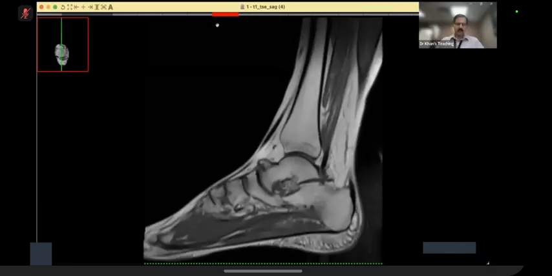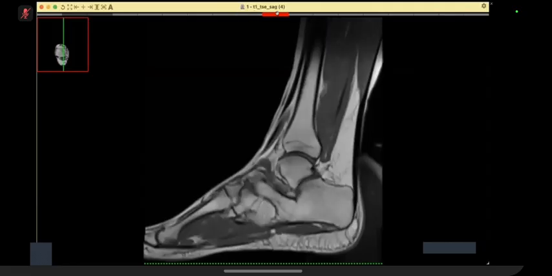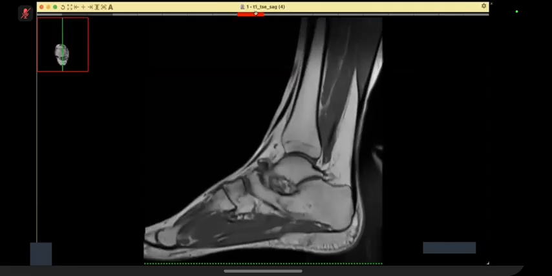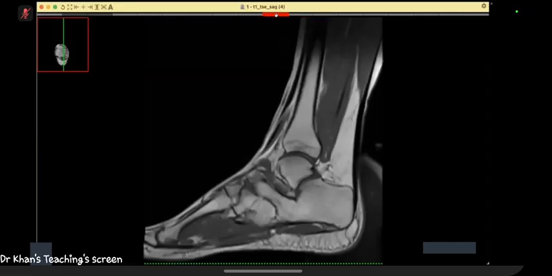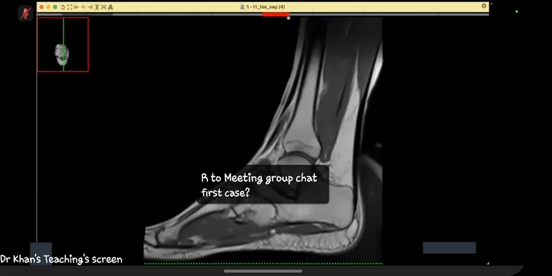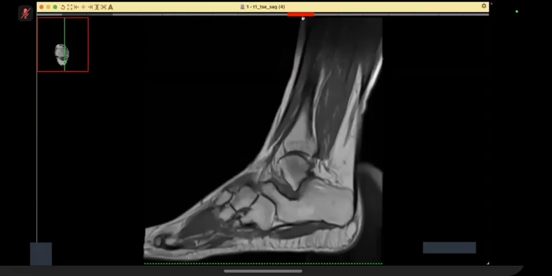So okay, look at the calcaneonavicular joint. Calcaneonavicular. Okay. So I would expect a joint space. It looks like there is a coalition between the calcaneus and the navicular bone. What kind of coalition is this?